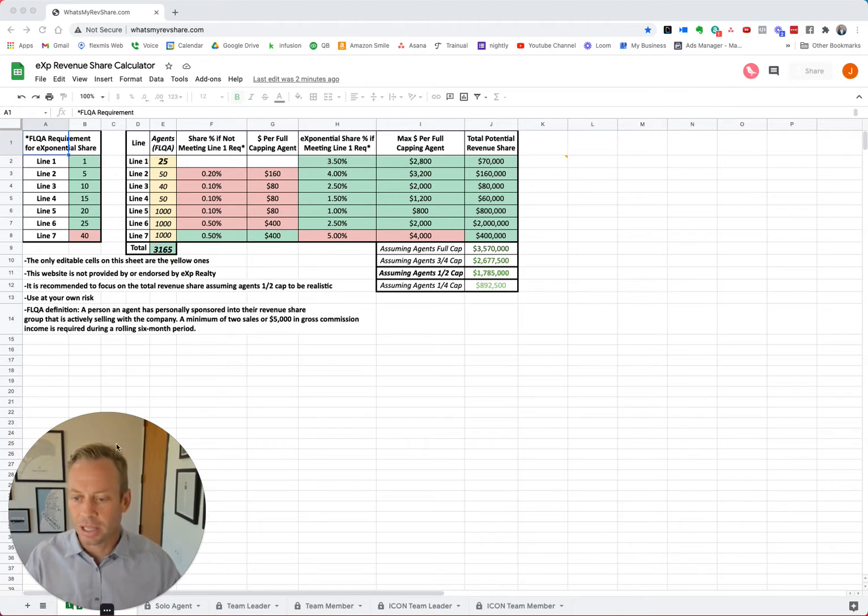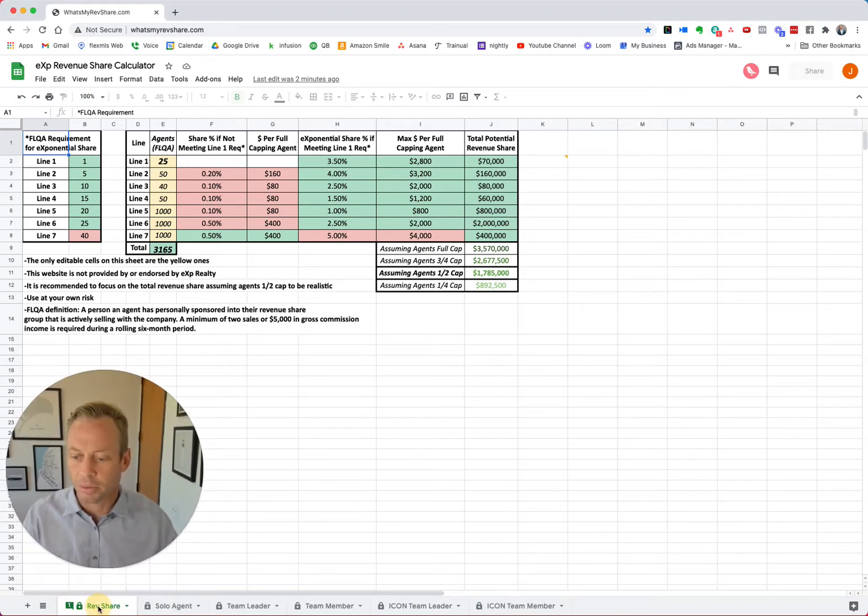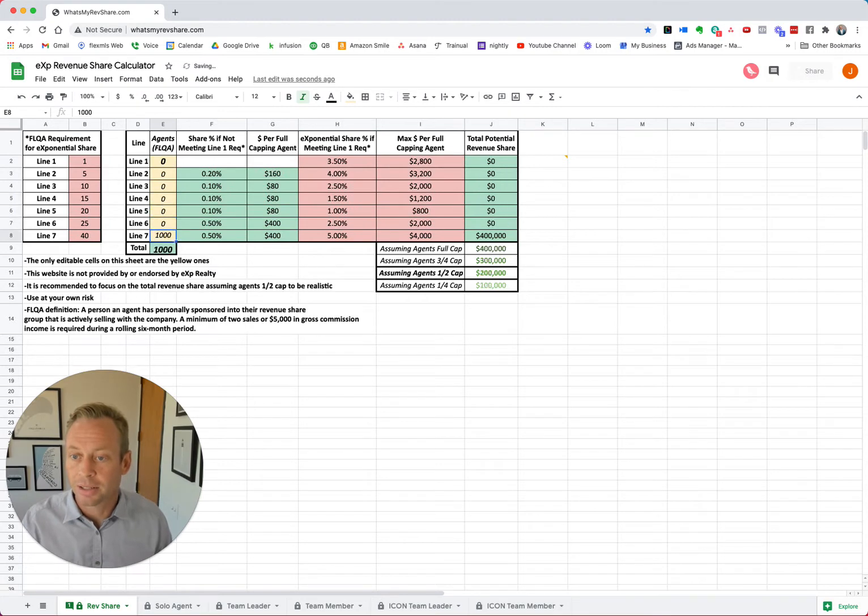This is the first tab here on the bottom, the revenue share tab. And this is up to you. Some people choose to be a part of recruiting at EXP like I have. They see the benefit in generating passive income that's recurring every single year. And if so, this is how you figure that out, right? You can put in various numbers. All the yellow cells have input on them. Everything else is automatically calculated.